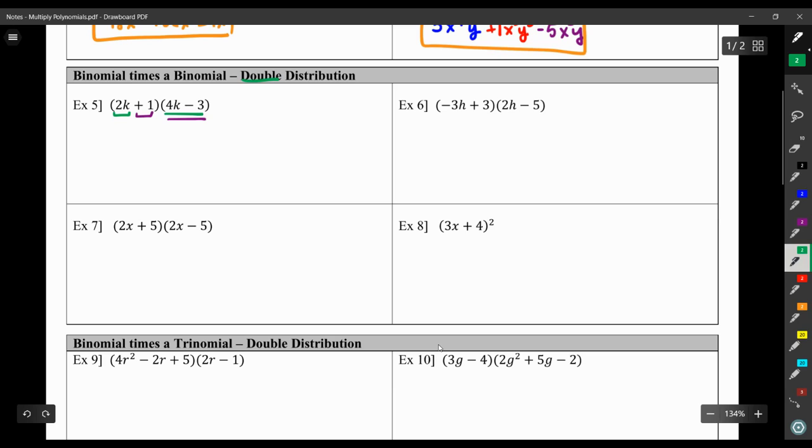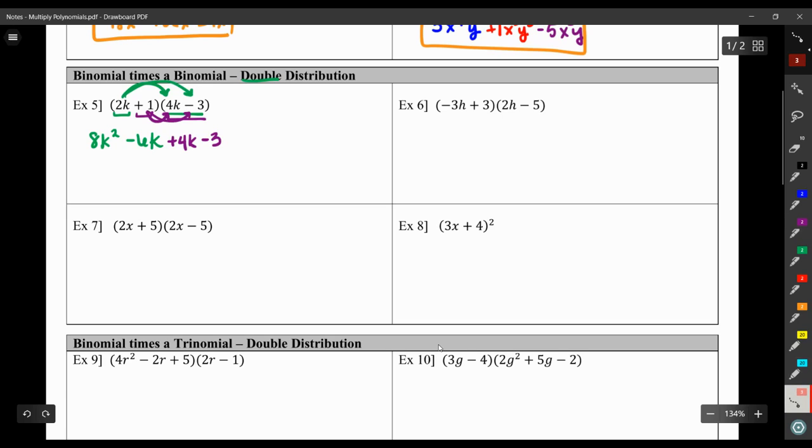So let's start with the first one. 2k times 4k: 2 times 4 makes 8, k times k makes k squared. 2k times -3 makes -6k. And then you continue by starting over, and you do the 1 times 4k minus 3. So 1 times 4k is 4k, and 1 times -3 is -3. And that's it for the multiplication.